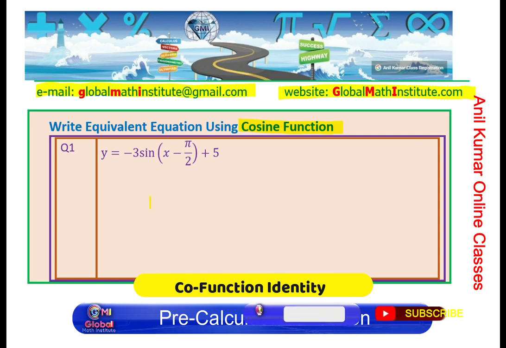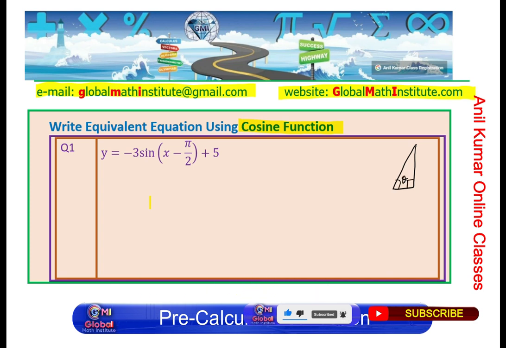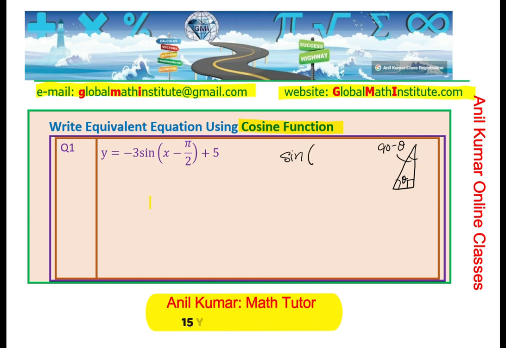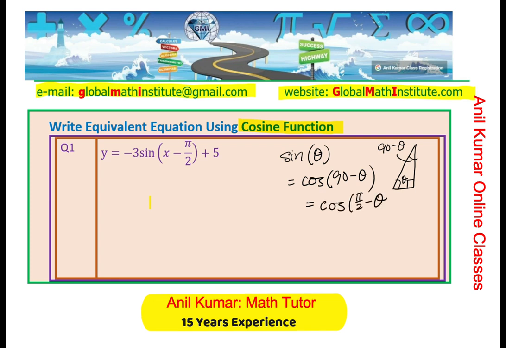One is that in any right angle triangle, if this angle is theta, the other angle will be 90 minus theta, right? So we know sine of theta is equal to cos of 90 minus theta. Working in radians? Perfect. Cos of pi by 2 minus theta. Makes sense, right? So basically, that should help you to get the right answer.